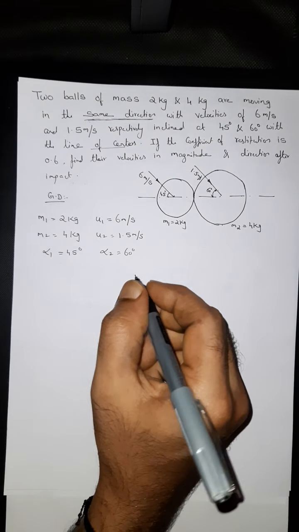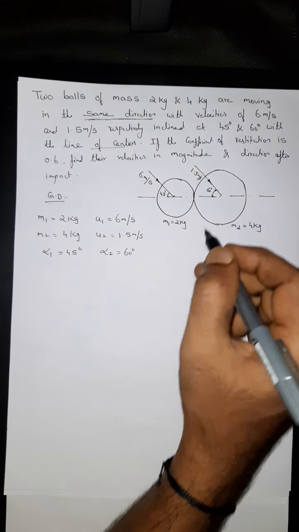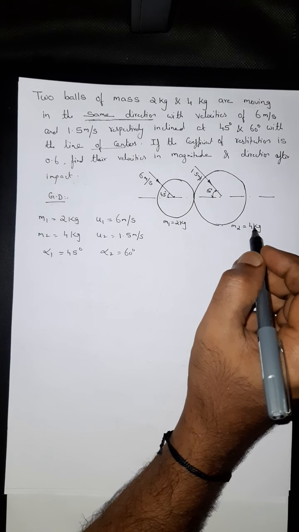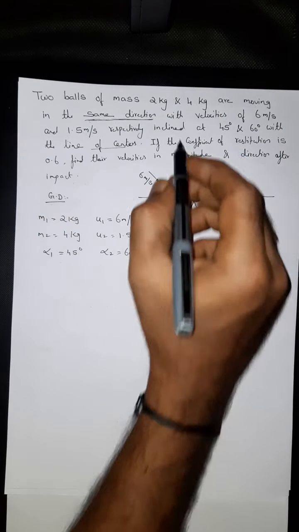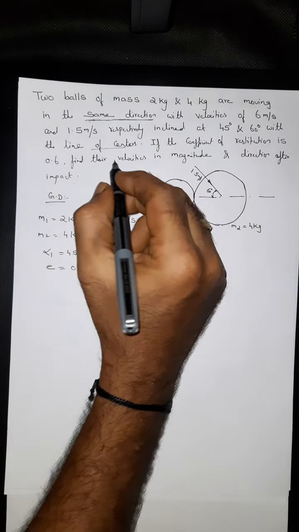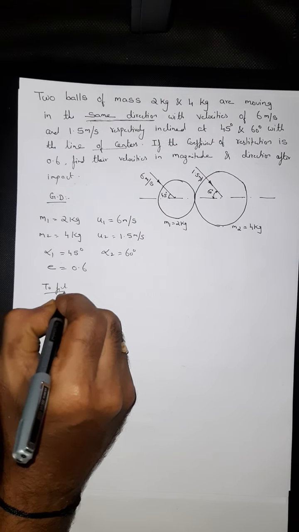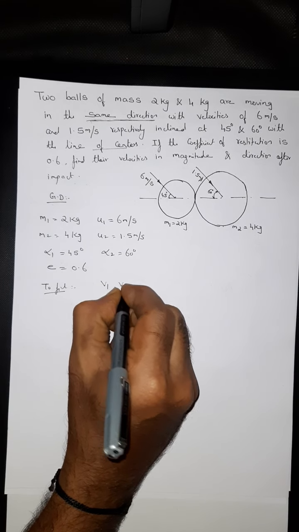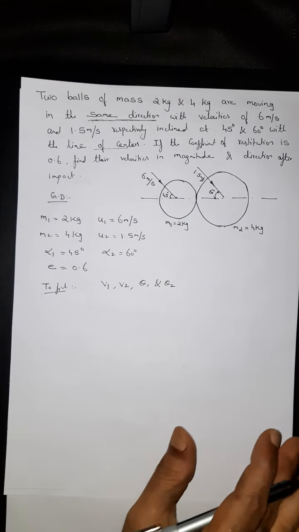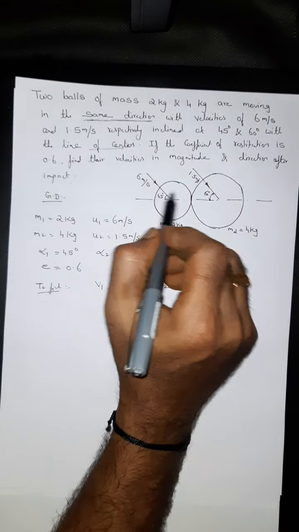This is the angle of inclination for the initial velocities, which can be represented by alpha. Then the angle of inclination for the final velocities can be represented by theta 1 and theta 2, right? If the coefficient of restitution is 0.6, so E equal to 0.6, find their velocities, magnitude and direction after impact. So we need to find V1, V2, theta 1 and theta 2. Clear? Here it's clearly mentioned that both are moving in the same direction.